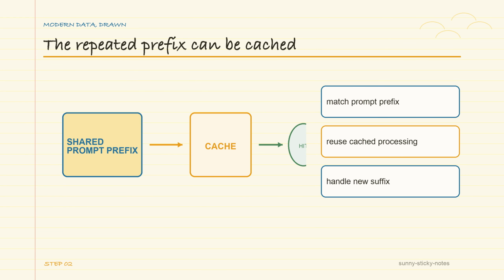Prompt caching recognizes an identical or reusable prefix and reuses processing from a recent request. The model still processes the new suffix and generates a fresh response. Here is the simple picture to keep in mind.